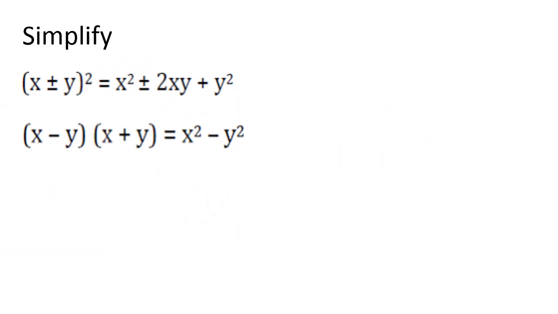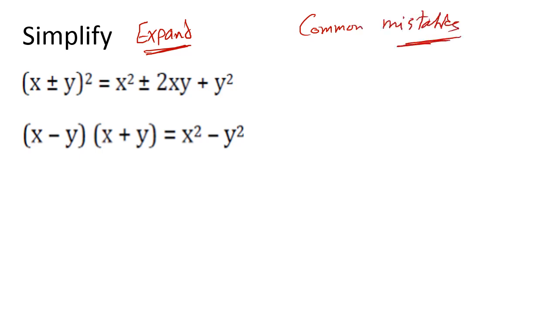Simplify or expand brackets. It's important, and most students make a common mistake: to notice the difference between expanding a bracket to the power of 2 and multiplying two brackets where one of them is positive and the other is negative, with the same values. Notice that any bracket to the power of 2 should give me 3 terms.